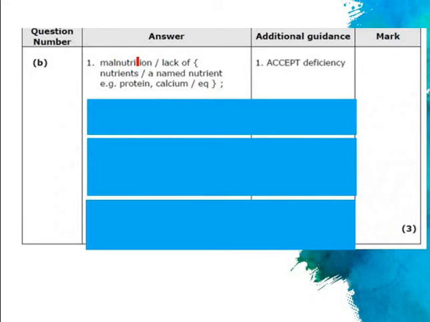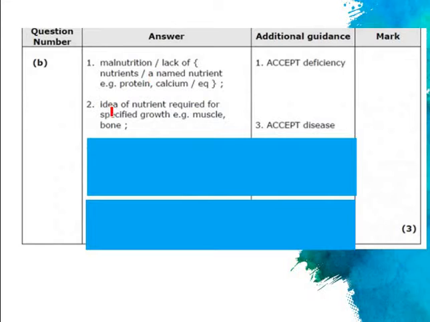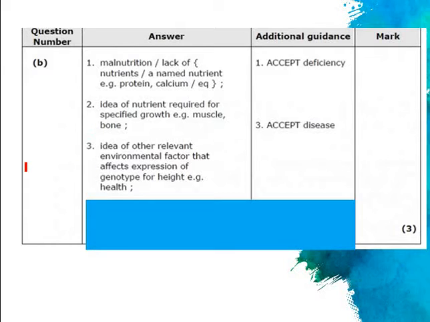So malnutrition by itself is okay, or you could have said a lack of nutrients. Idea that nutrients are required for specific growth, for example muscle growth or bone growth. If you said growth by itself, it's not quite enough. 3. Idea of other relevant environmental factors that affect the expression of the genotype, for example health, or the fact that someone might have had a disease that prevented them from growing into their full height.